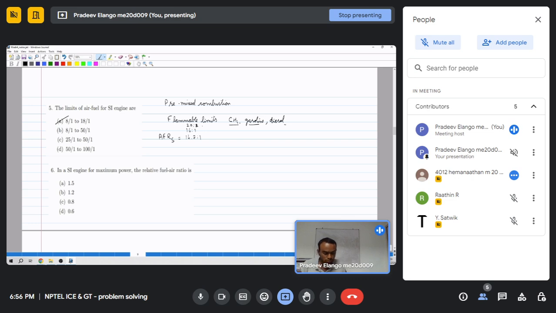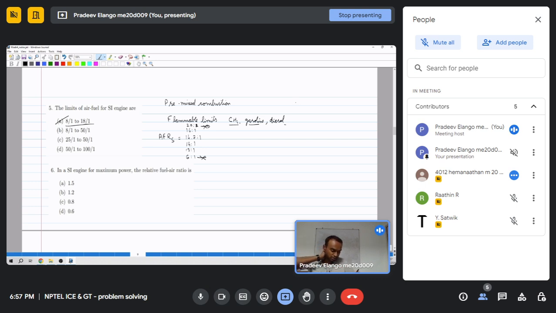So when you go very lean, it cannot burn. That is the limit. Similarly, if you go a little richer, 14 to 1, it can burn. 13 to 1, it can burn. But I think 8 to 1 is the limit. So if you go, say, 6 to 1, it will not burn at all. So this is the flammability limit. It's a property of a particular fuel. So gasoline will generally have 8 to 1 to 18 to 1, and this limit is because of the pre-mixing of the fuel and air.